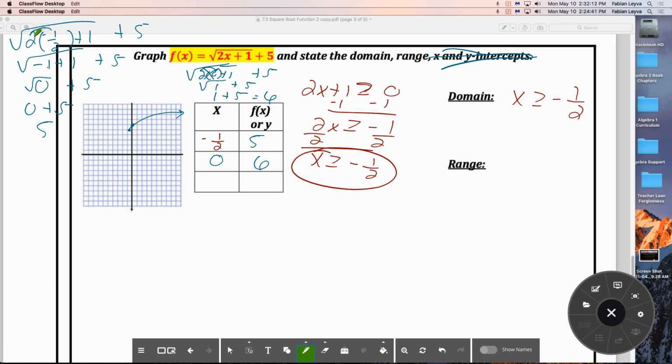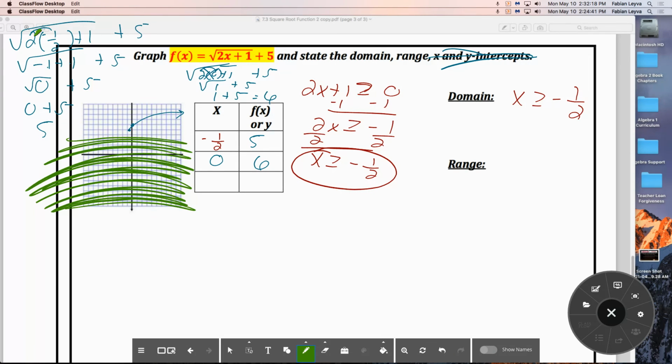Our range are the y values. Where does this graph start to appear? Am I scratching any part of the graph out? No, until I get to this value here, which is what? 5. Now, is your graph above the green or below the green? Above. So that means that your range is where y is greater than or equal to a positive 5. And that's pretty much it.